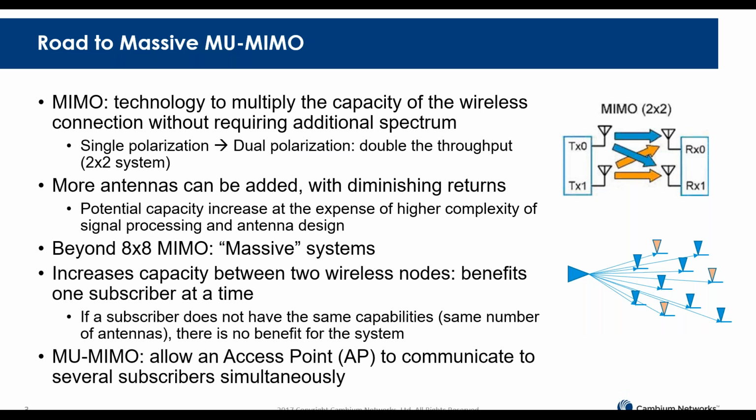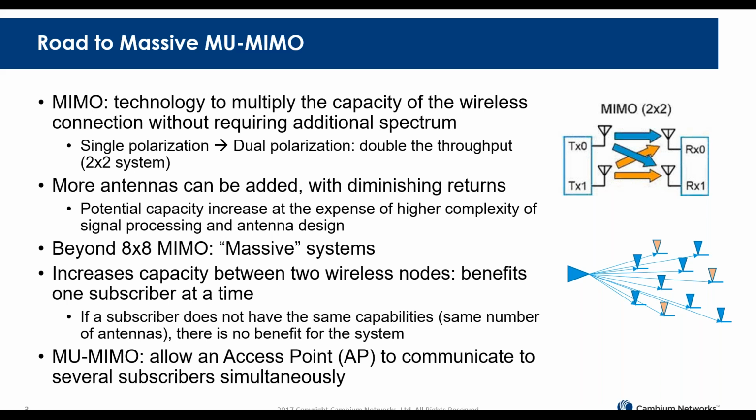How did we get to Massive MU-MIMO? Massive MU-MIMO is composed of three concepts: MIMO, Massive, and Multi-User. Let's look at each one of these, starting from MIMO. MIMO means multiple input, multiple output, which means multiple antennas at the transmitter and at the receiver. This is the technology used to multiply the capacity of the wireless connection without requiring additional spectrum.